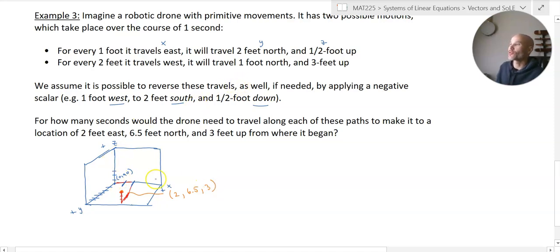Now, of course, I'm not going to travel directly east. The drone is not going to move like this. We want it to travel directly to that location as much as possible, but it has to move along these paths.